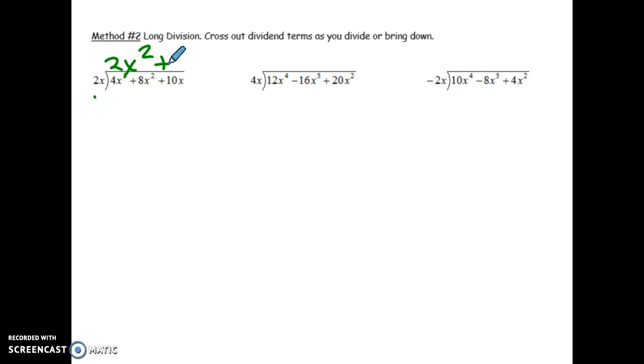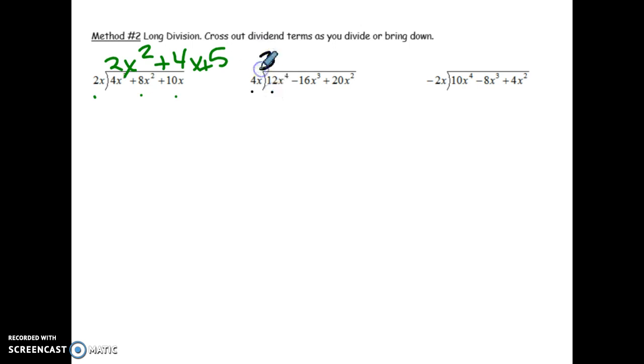So then I say, okay, well, how many times does 2x go into 8x squared? Well, that's going to be 4 times. I subtract my exponents, so it's just x. And how many times does 2x go into 10x? Well, that's going to be, oops, plus 5. Okay, so same thing on this next one. And so how many times does 4 go into 12?